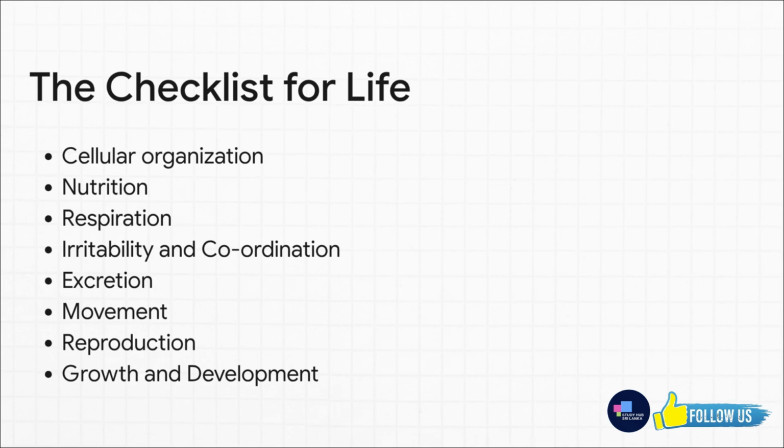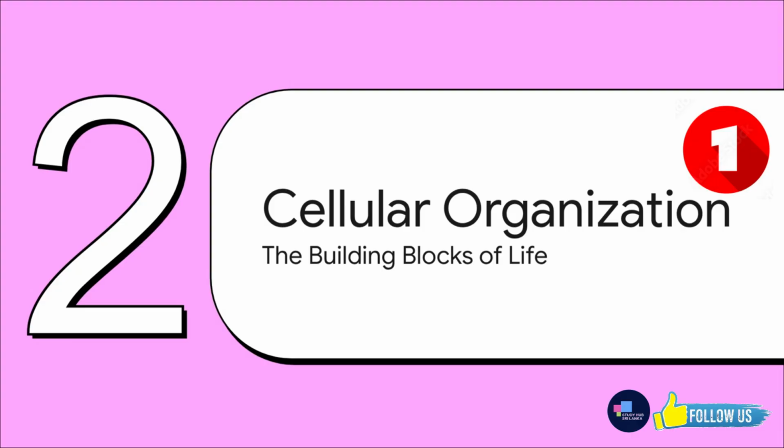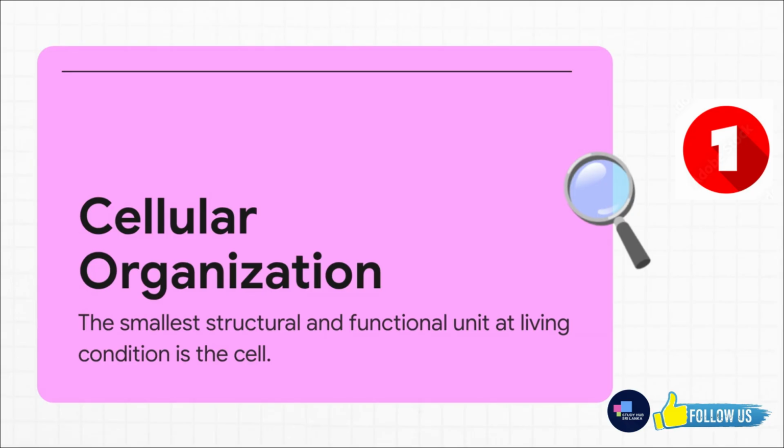Ready? Let's begin. All right, first up on our checklist is the most basic, most fundamental characteristic of them all, cellular organization. Think of these as the absolute building blocks of life. The number one rule of biology is this. If something is alive, it has to be made of cells. It doesn't matter if it's just one single cell or trillions and trillions of them. The cell is the smallest unit of life, kind of like a single brick in a huge building.